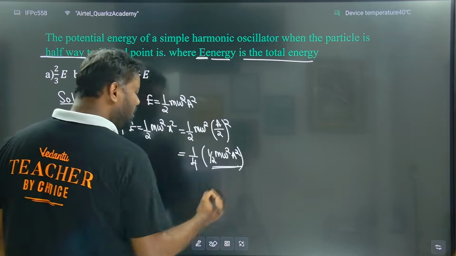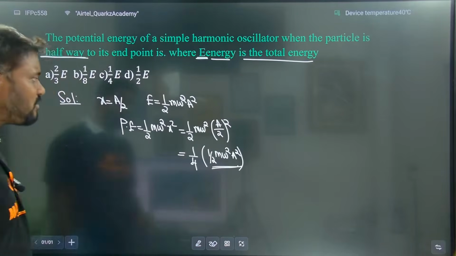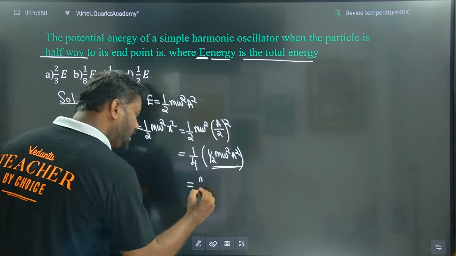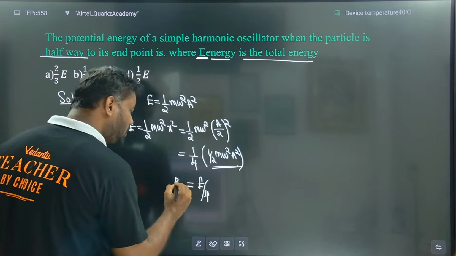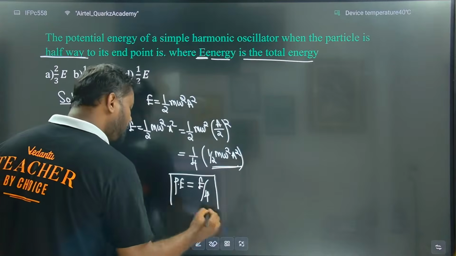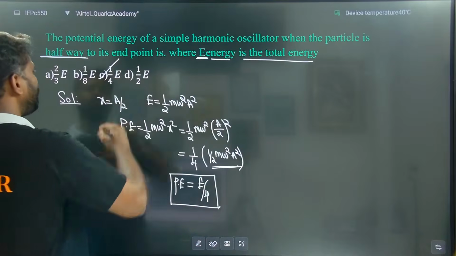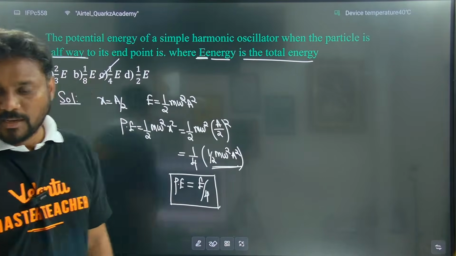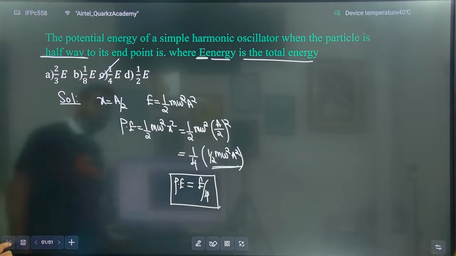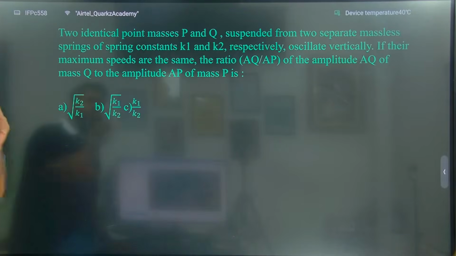So what is this 1 by 2 m omega square a square? It is nothing but the total energy. So what is the energy? E by 4. This is the potential energy at the half of the way. So the option is what? E by 4. So C is the answer. Clear? Can we go to the next one? Yes.